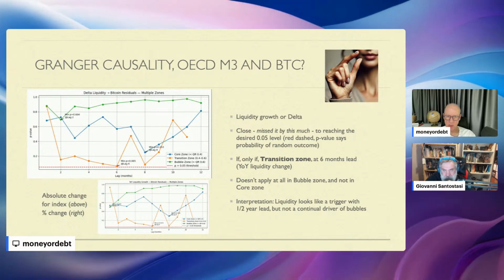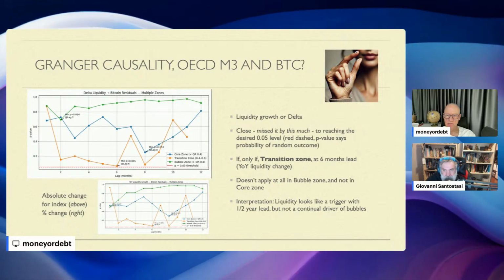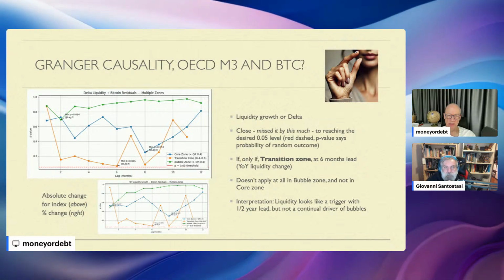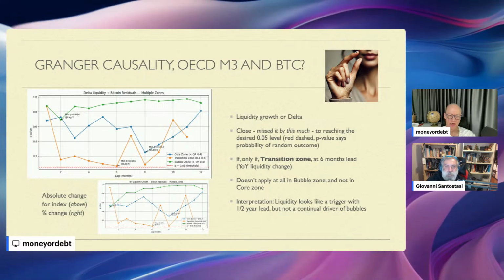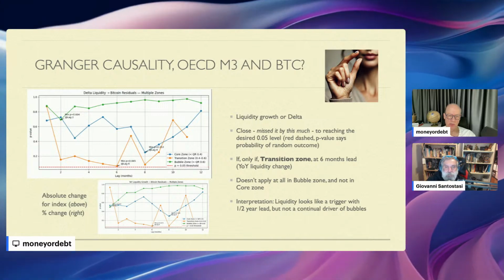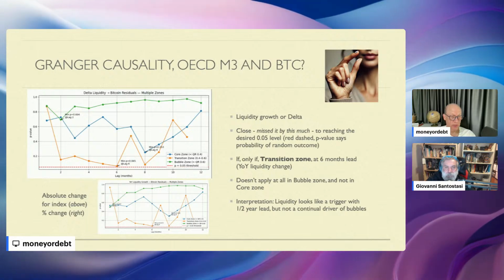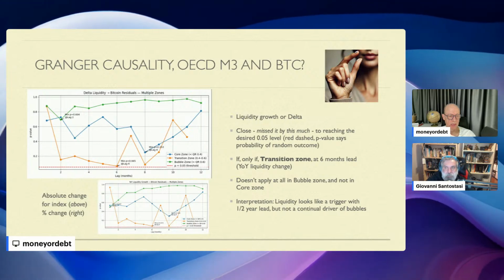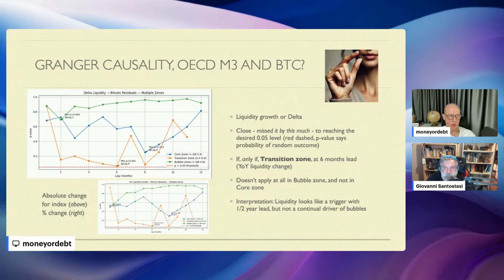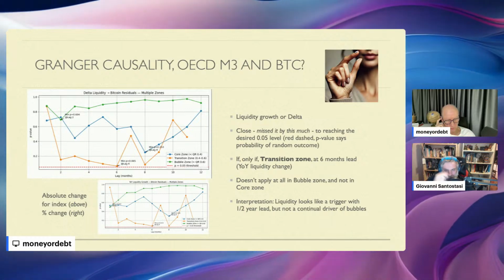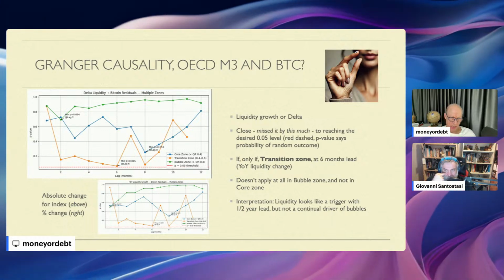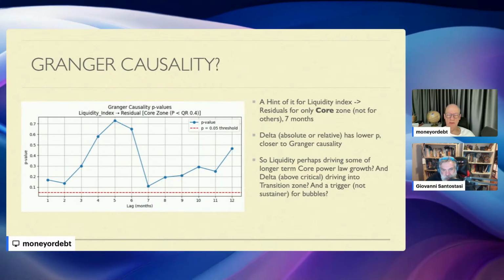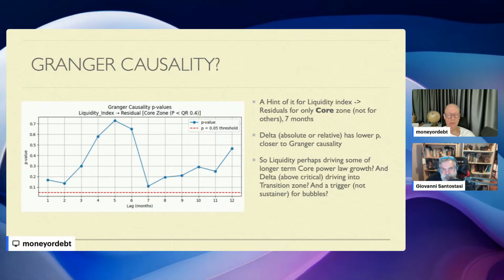The smaller chart below is similar. One of these is actually absolute change in the M3 liquidity, and the other is year-over-year percentage change. But they both look more or less the same. So the interpretation of this is that liquidity looks like a trigger with a half-year lead, but it does not appear to be a continual driver of the bubble behavior. It triggers the start. It triggers being in the transition zone and getting into the bubble zone.